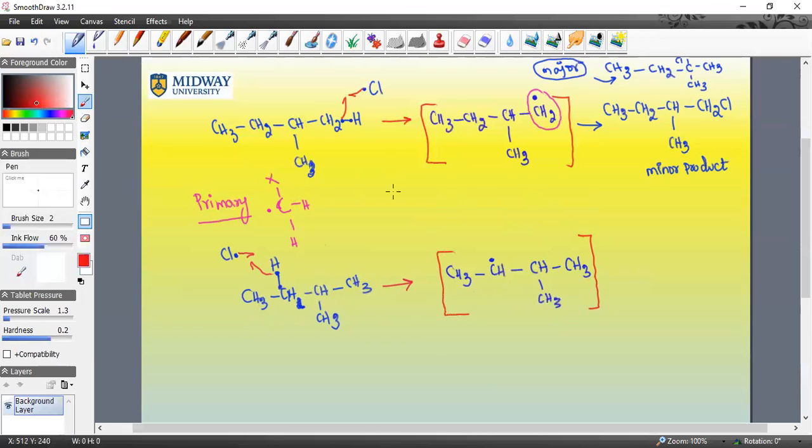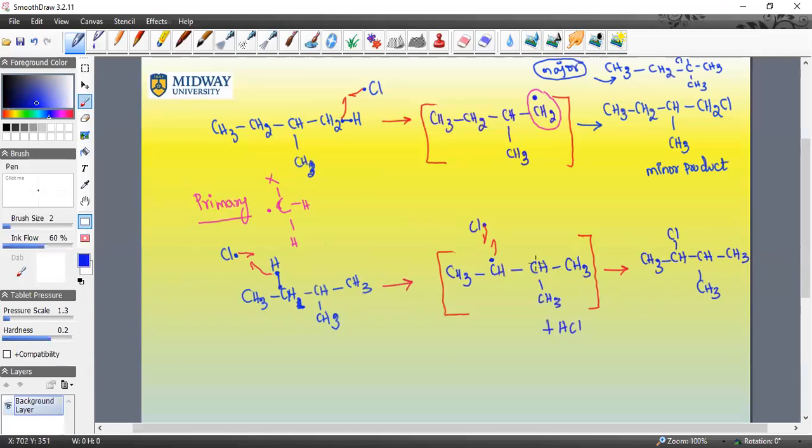So what does that mean? Let's go get our other Cl dot. In the process, we made HCl also as a product, and the remaining Cl dot combines with the free radical on the carbon. And that leads us to the other combination of the product that is possible, which is CH3, CHCl, CH, CH3, and CH3.